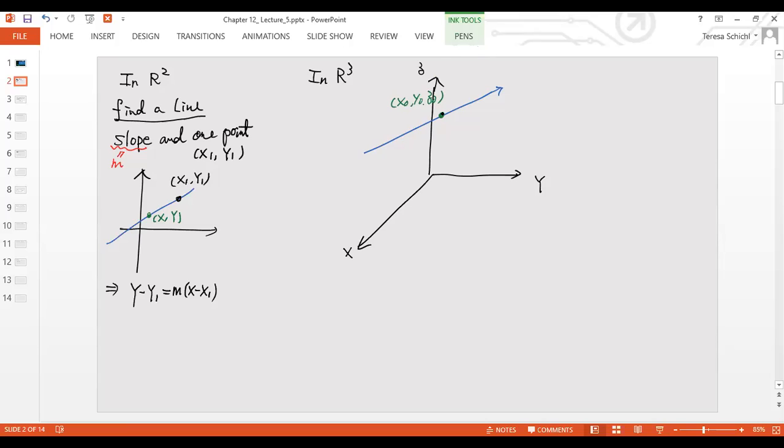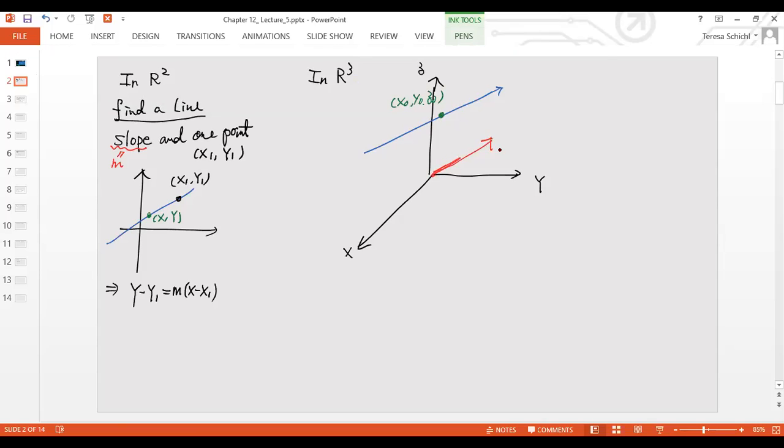Now this line is going to pass through this point. And also, like in R2, you need to know which direction this line goes. That's why in R2 we have a slope. Here, this line goes in this direction, so I'm going to have a vector. This vector is what I call the v vector.